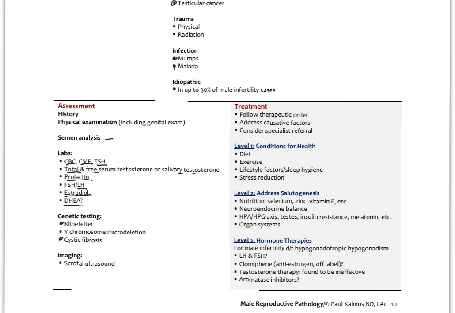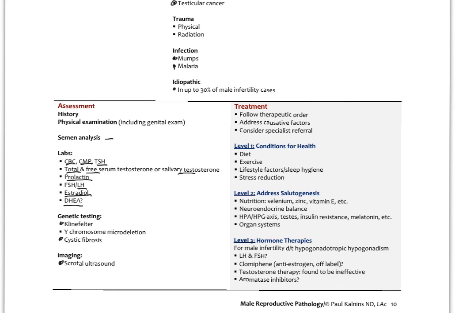And then getting a scrotal ultrasound can be important just for checking for any evidence of varicoceles or anything else that could be causing testicular dysfunction. So that would be the assessment for male infertility.